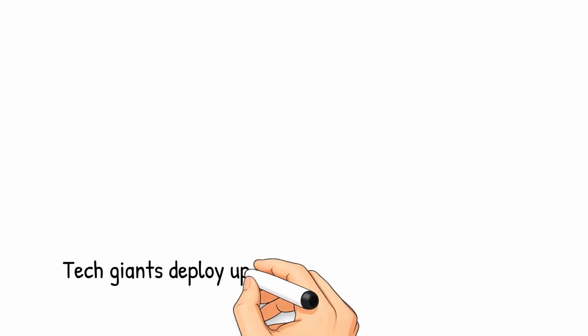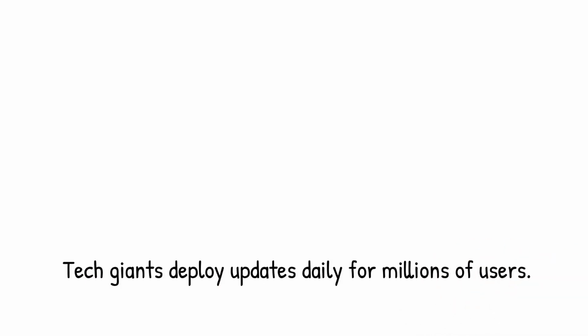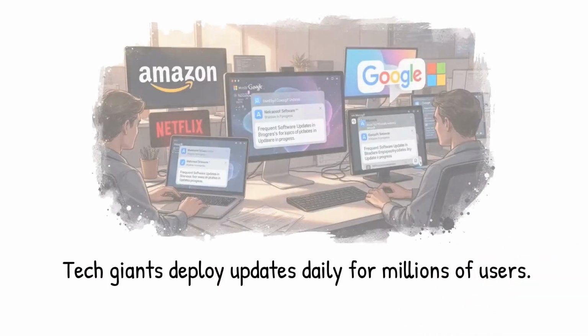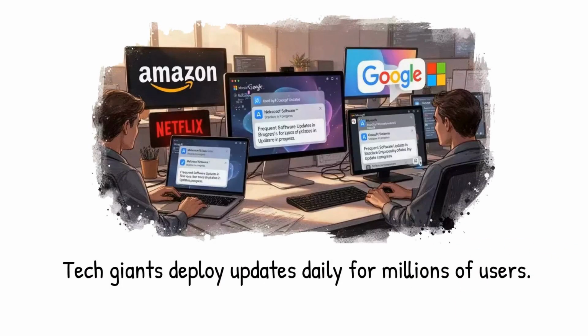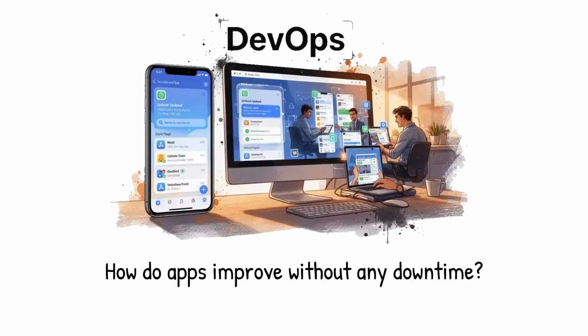Large tech companies like Amazon, Netflix, Google, and Microsoft release software changes constantly, sometimes many times a day, while millions of people are using their apps. But how do they update so fast without breaking everything? How can an app keep improving while staying online the whole time? The answer is one word you keep hearing everywhere: DevOps.